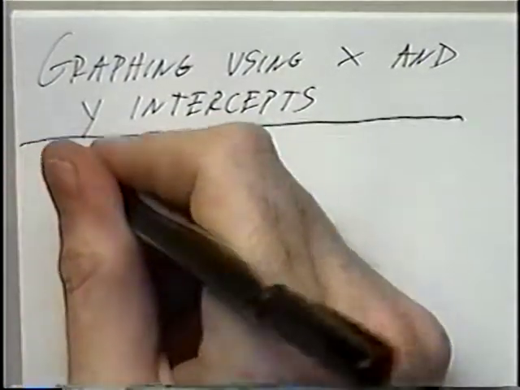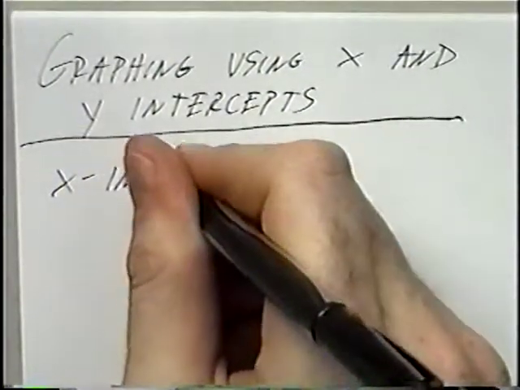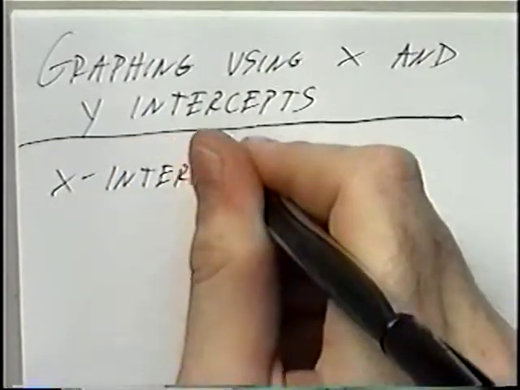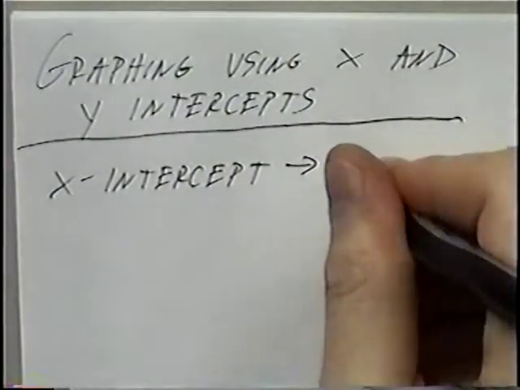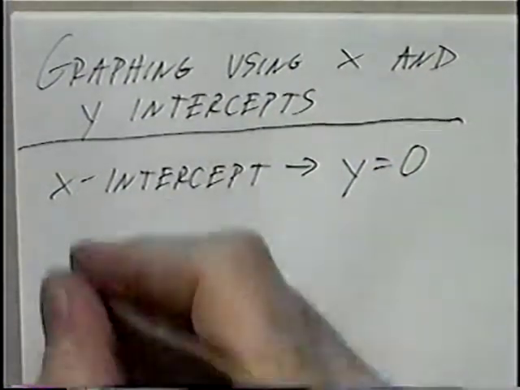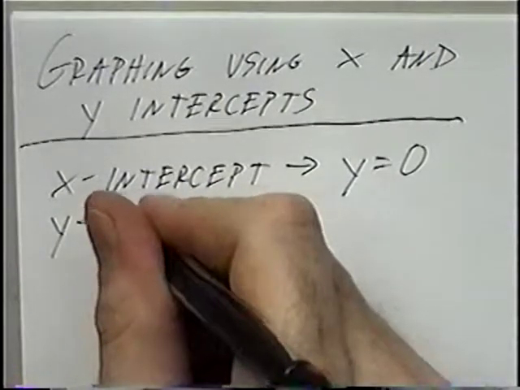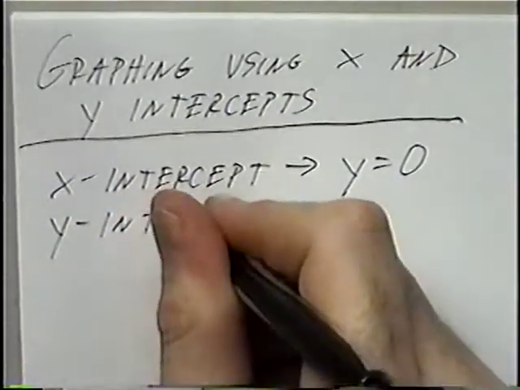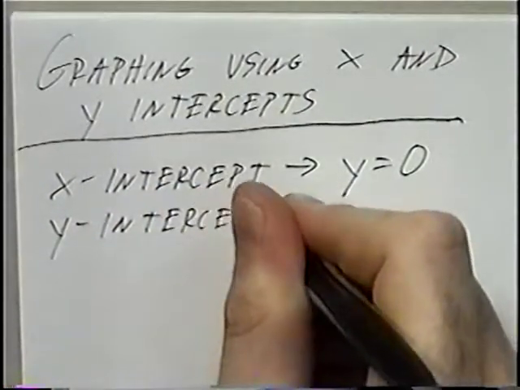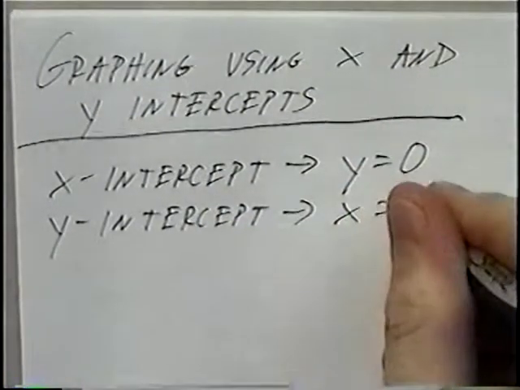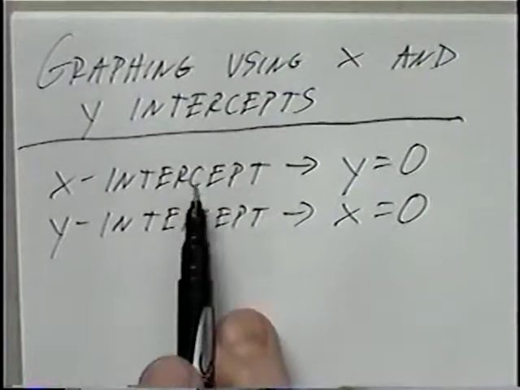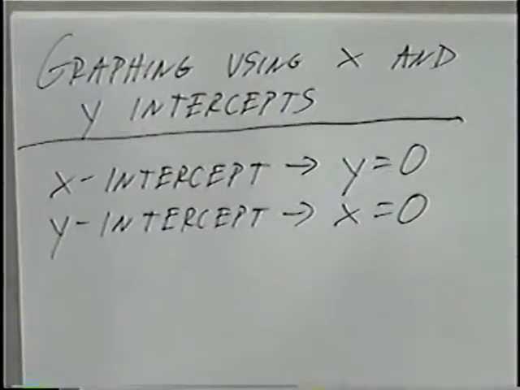Definitions for the section. The x-intercept will be where y equals 0. And the definition of y-intercept: the y-intercept, x is equal to 0. So for each intercept, the opposite letter is equal to 0.